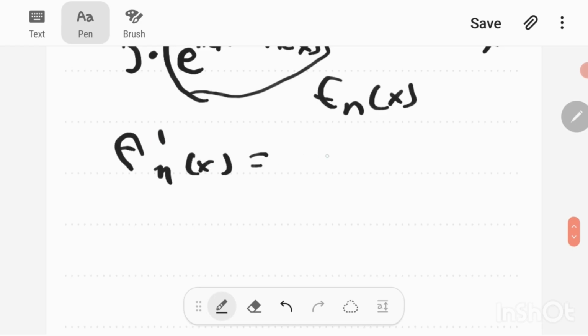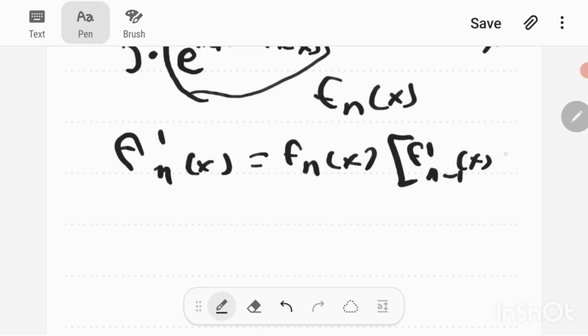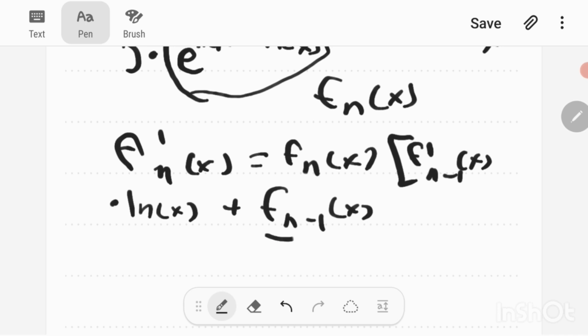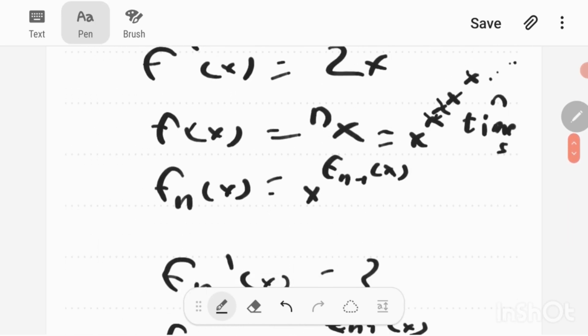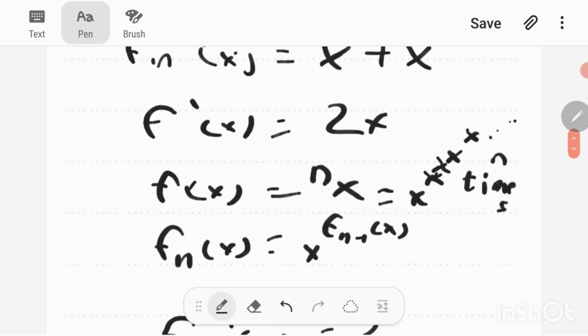f prime n of x is equal to f_n of x multiplied by the whole factor of g prime of x, which in this case is f prime n minus 1 of x, which is the derivative of x tetrated to n minus 1, times ln of x plus x tetrated to n minus 1 divided by x, which is, I think, a cool little property. Ln of x, the inverse of exponentiation, division, the inverse of multiplication. I don't know, a very interesting formulation.